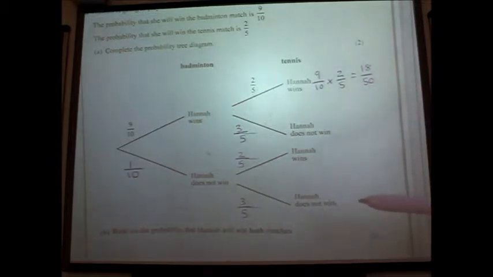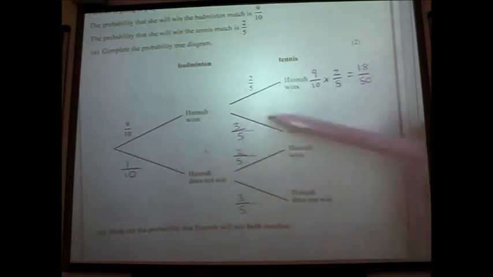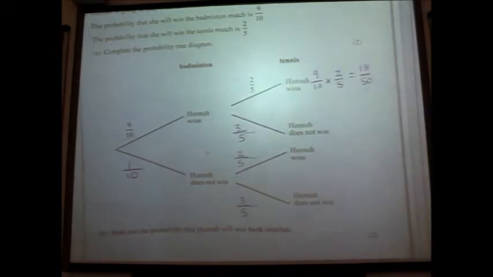It might have said find out the probability that Hannah wins 1 game only, in which case you would have had to work out this one and this one, then add them up. But in this case you've got the nice easy one that it's only one of them. So 18 out of 50.